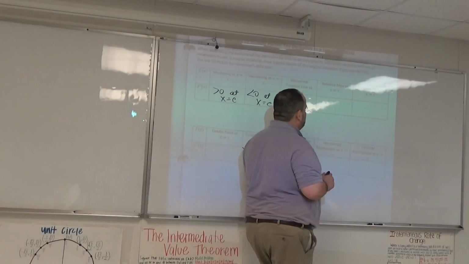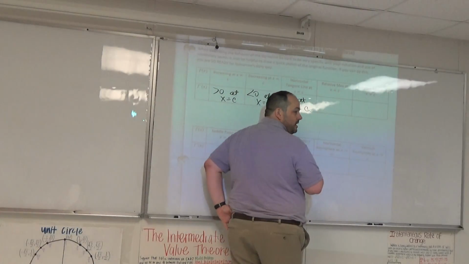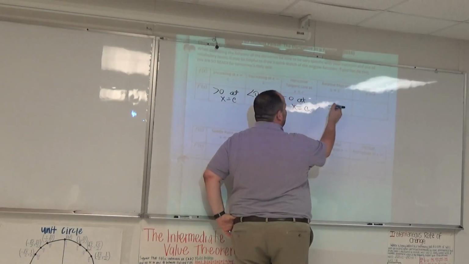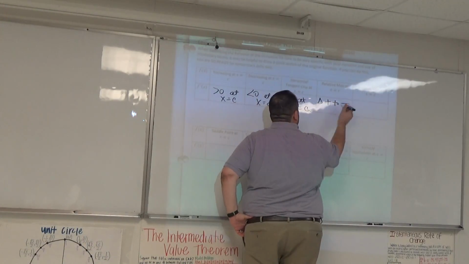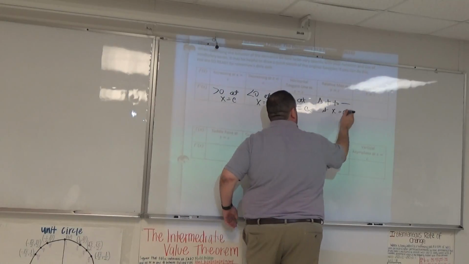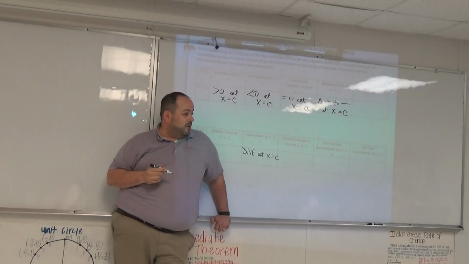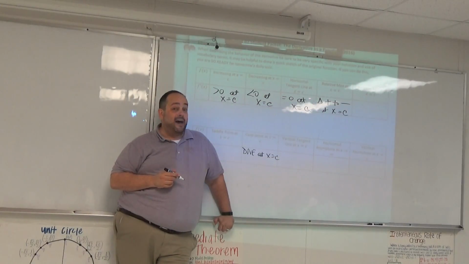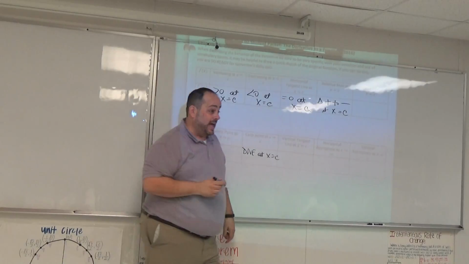Aaron, a relative max at x equals c. What do you know about a relative max at x equals c? F prime of x changes from positive to negative at x equals c. And if I asked you guys to draw in the air for me a relative max, what would that look like? Okay, just about everyone's drawing the same thing, which means you're half right. You've got to get the other half as well.